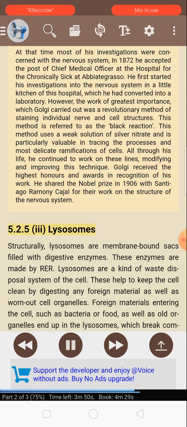nervous system. 5.2.5 IV, lysosomes. Structurally, lysosomes are membrane-bound sacs filled with digestive enzymes. These enzymes are made by RER. Lysosomes are a kind of waste disposal system of the cell. These help to keep the cell clean by digesting any foreign material as well as worn-out cell organelles.